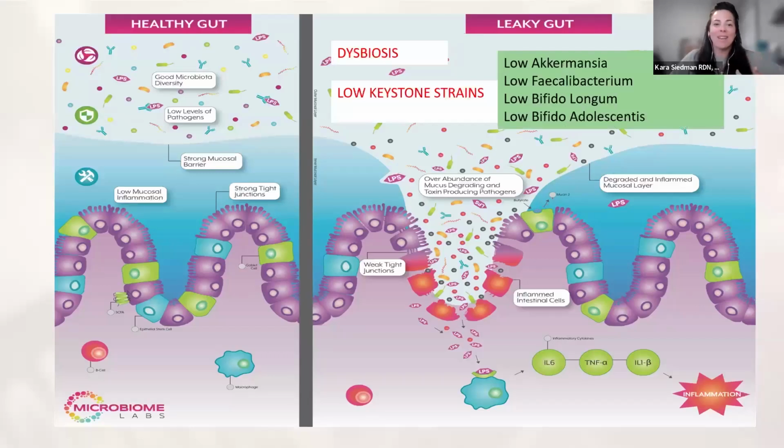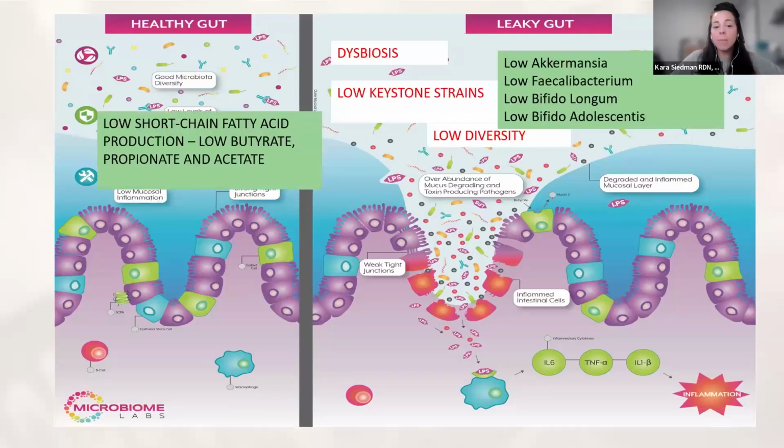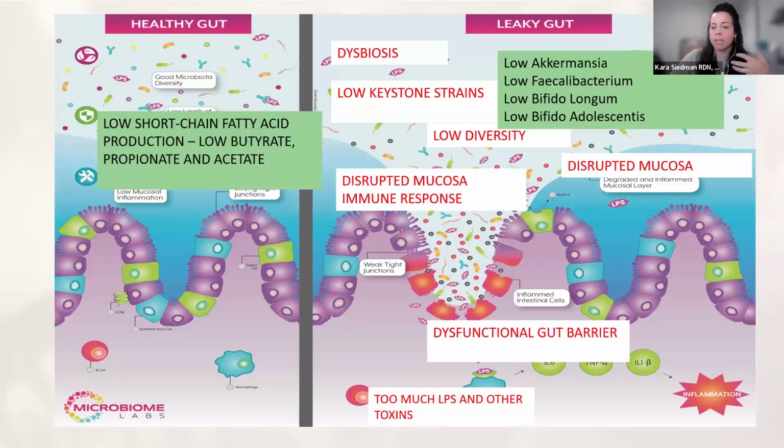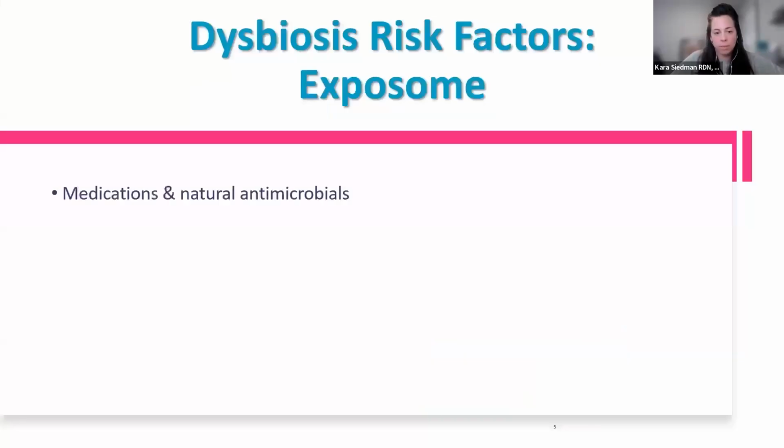So Akkermansia and Faecalibacterium and our bifido species. It's not a good thing if we have low diversity of these guys, and that can really impact short chain fatty acid production and start to decrease the amount of short chain fatty acids that are produced. So with having low diversity, with more pathogens, with low keystones, this starts to disrupt the mucosal barrier. And essentially when we have a dysfunctional gut barrier, then all these inflammatory byproducts and inflammatory components and bacteria can enter into circulation and essentially activate the immune system.